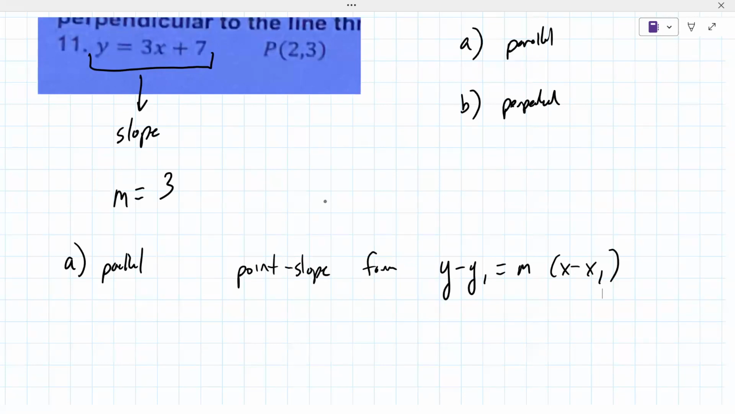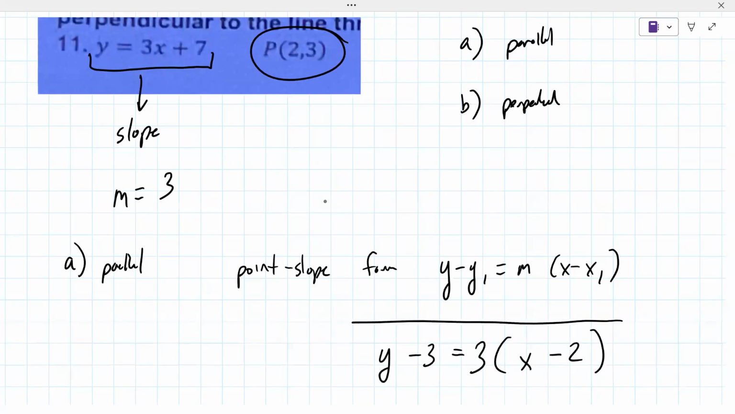Okay, y minus... Wait, hold on. Where'd the 7 come from? We're using this point up. Wait, hold on. Yeah. y minus 3 equals 3 in parentheses x minus... Where did the 1 come from? Minus 2. Okay, there we go. All right.